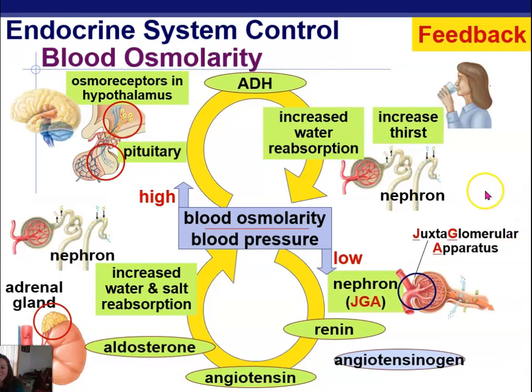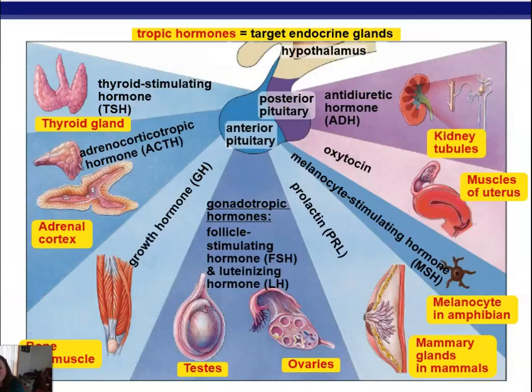Blood osmolarity, here's another one for you if you want to look at that. If it's too high, your pituitary doesn't like that, so a hormone called ADH gets released, which increases water absorption and also increases thirst and brings you back to normal again. If it's too low, then the nephrons, which are those little filtering units in the kidneys, release renin, and then also angiotensin and aldosterone, and you get increased water and salt reabsorption until it's back to normal again. All for homeostasis.